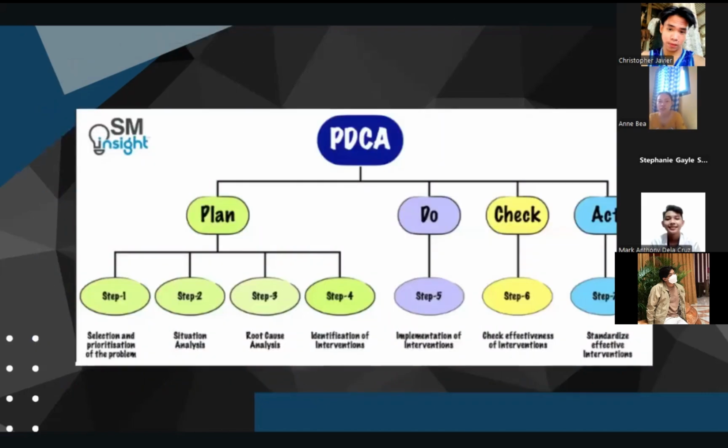The picture shows us that steps 1 to 4 are under the plan stage, step 5 is under the do phase, step 6 is under the check stage, and the last step is under the act stage.